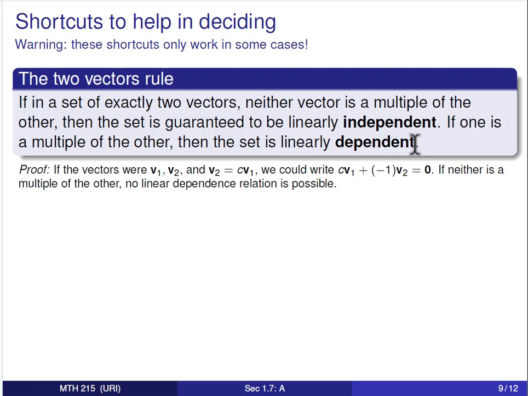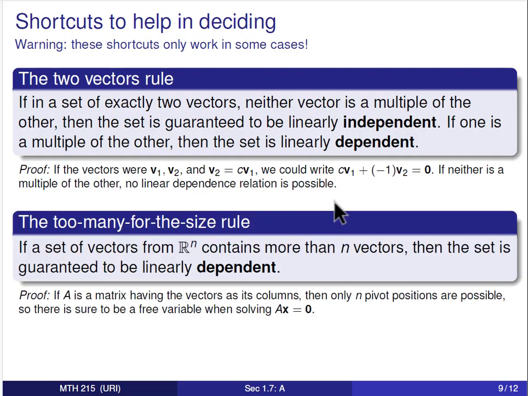Now, on the other hand, if neither of these was a multiple of the other, there's just no way of choosing coefficients to make the 0 vector out. If you found such a way, you would be able to move things around and show that actually one of those vectors was a multiple of the other. So if they're not multiples of each other, then the set is guaranteed to be linearly independent.